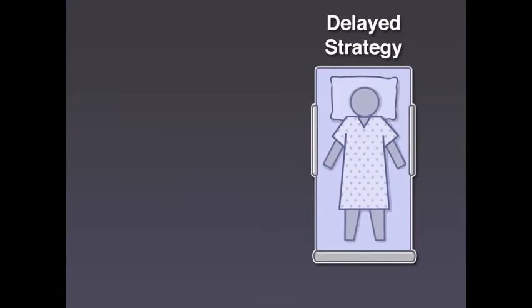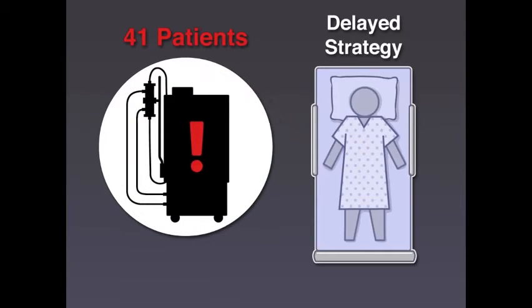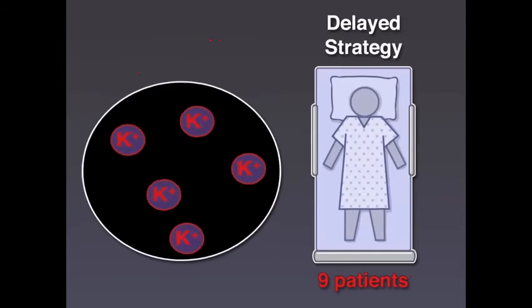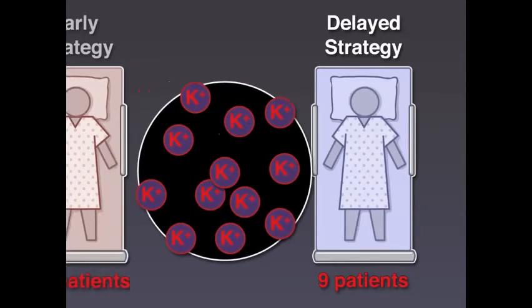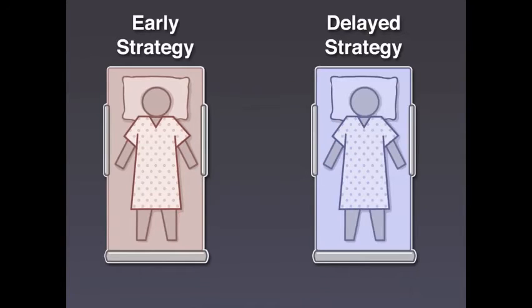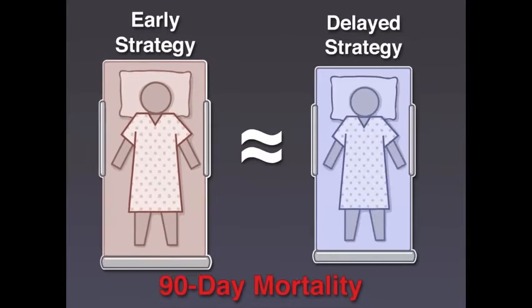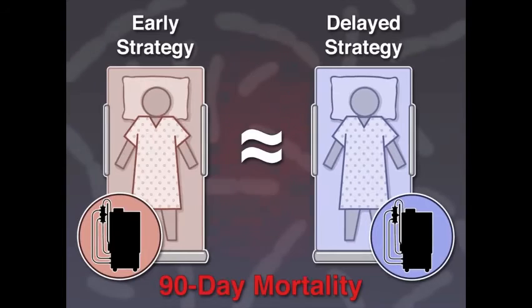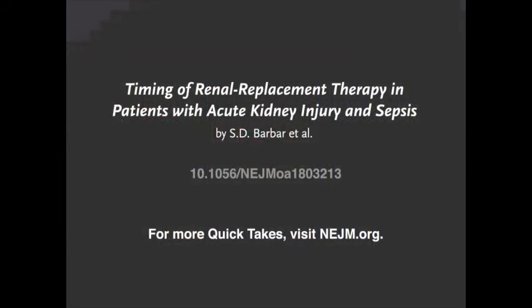In the delayed strategy group, 41 patients required renal replacement therapy before 48 hours. The delayed strategy group also had more metabolic abnormalities in the first 7 days after enrollment. 9 patients in the delayed group developed severe hyperkalemia, as compared with none in the early strategy group. The authors conclude that there was no significant difference in overall mortality at 90 days when comparing early initiation of renal replacement therapy with a 48-hour delay in patients with septic shock and non-life-threatening complications from acute kidney injury. Full trial results are available at nejm.org.